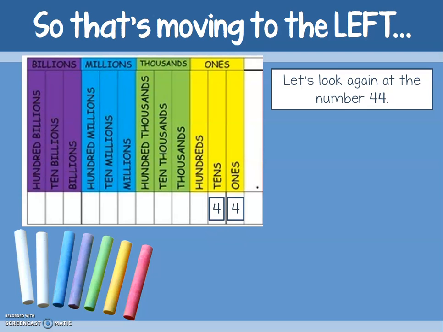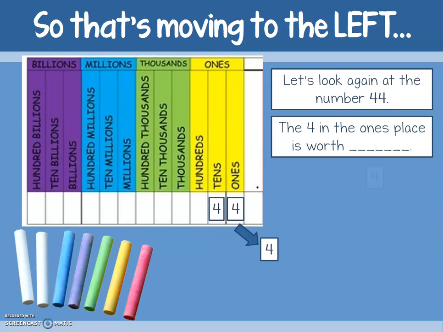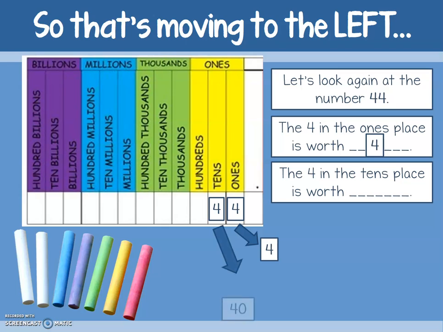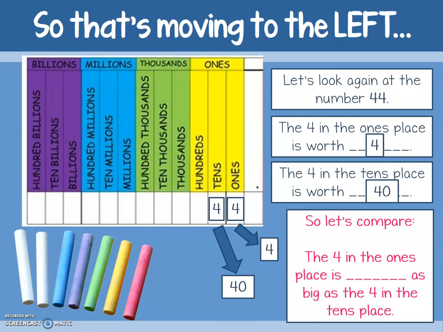Let's look at the number 44 one more time. We knew the 4 in the ones place was worth 4, the 4 in the tens place was worth 40, but now the 4 in the ones place is how many times as big as the 4 in the tens place? This time we're moving a different direction. Do you have a prediction?